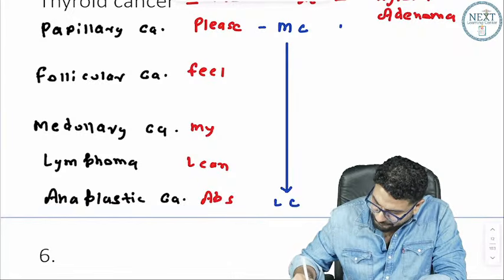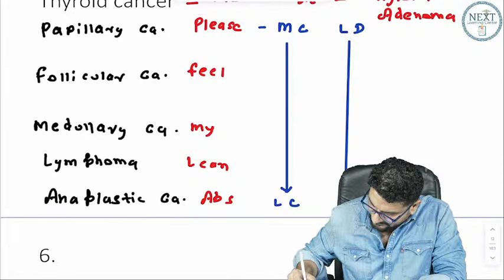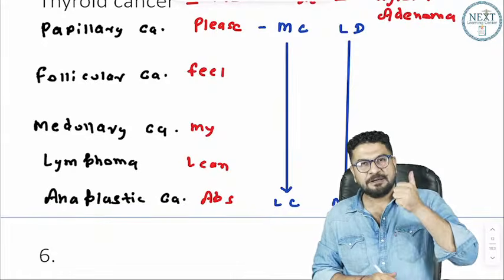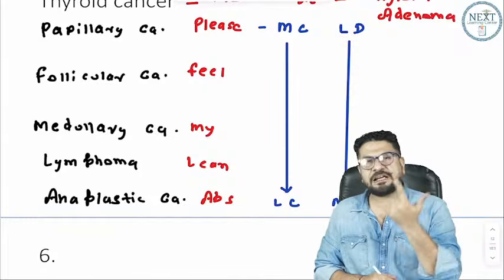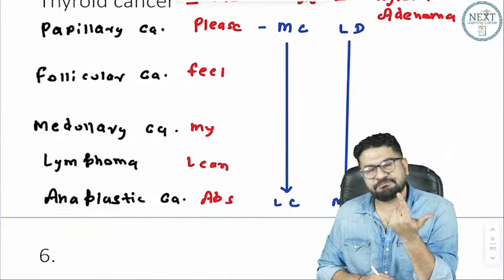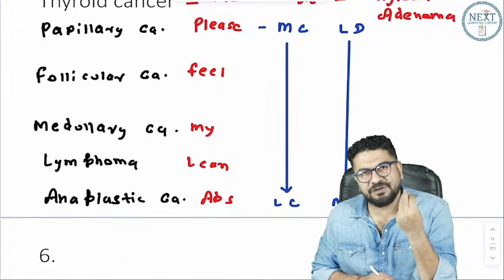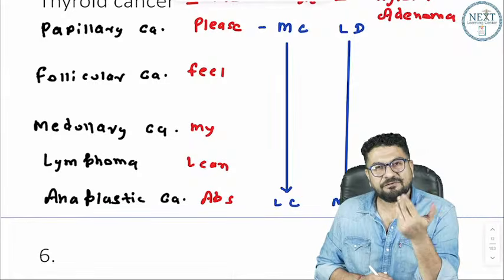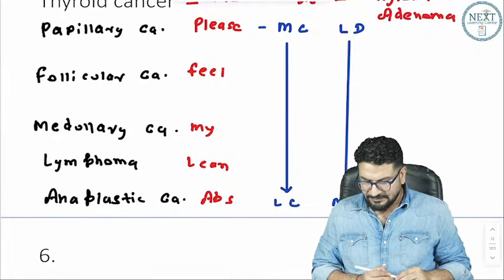And it is also a sequence from least dangerous to most dangerous. Get my point? So now try to understand this thing. Most common thyroid cancer, papillary. Least common, anaplastic. Which type will have best prognosis? Papillary. Worst prognosis, anaplastic. Which is considered curable type, papillary. Which is considered having worst outcome, anaplastic. Am I clear?